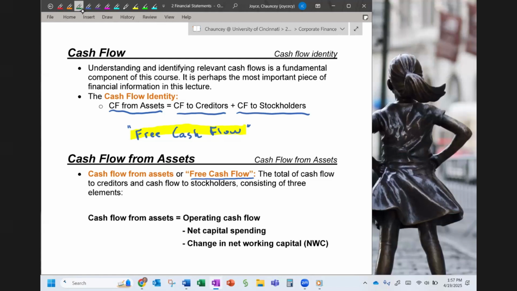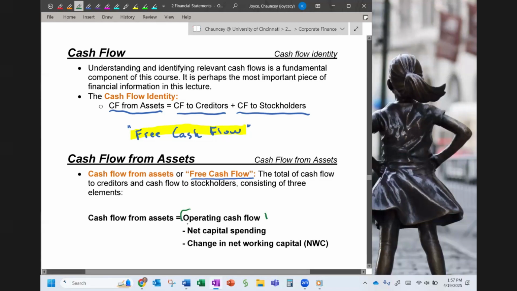So free cash flow is the total cash flow to creditors and stockholders, consisting of three important elements. The first is operating cash flow, how much cash flow is coming from your operations. The second is net capital spending. So what are you investing in terms of long-term assets, buying those or selling those? And third is a change in net working capital. So I consider this like a short-term funding. So a firm's free cash flow can come from three sources: operations, net capital spending, or a change in net working capital.